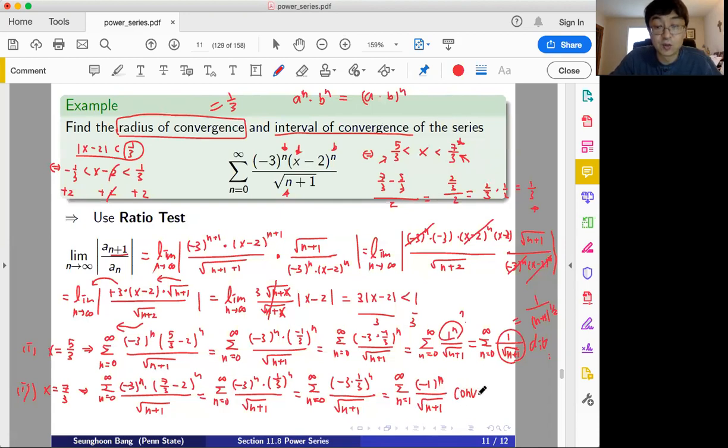Which test do you want to use? It is similar to the second example today. Yes, you're right, by using the alternating series test. This is convergent. So what's your final answer? The interval of convergence only includes 7 over 3. So exclude 5/3, include 7/3. We have a half-open interval.